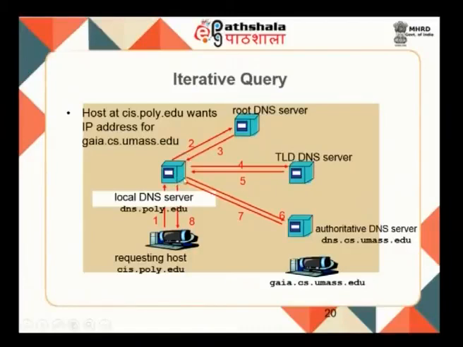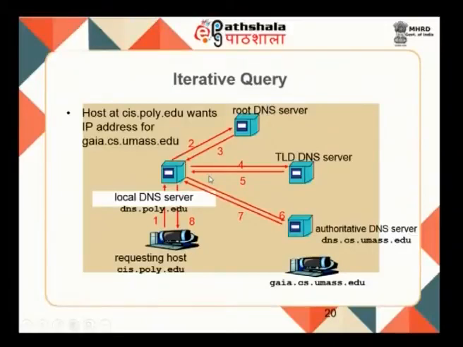Now, once the edu server's IP address is obtained, this local DNS server will contact the top level domain server, that is the edu server. The edu server again may or may not have the information. Let us say it does not, but it has the information of umass.edu, which comes under its hierarchy. So it will send back a reply to the local DNS server saying, I have the address of umass.edu, but I do not have the address of gaia.cs.umass.edu.